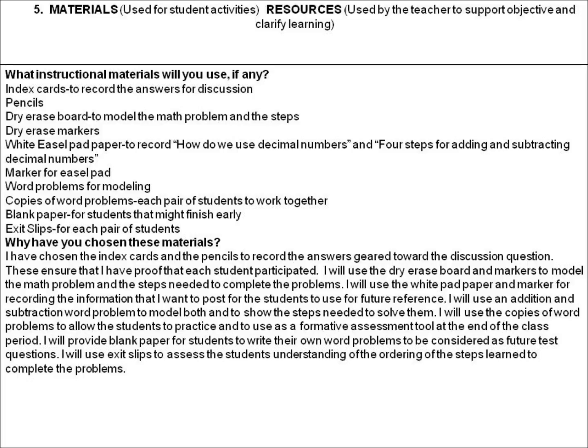I will provide blank paper for students to write their own word problems to be considered as future test questions, and I will use exit slips to assess the students' understanding of the ordering of steps learned to complete the problems. I will use the timer as needed so that we do not spend too much time on any one activity.